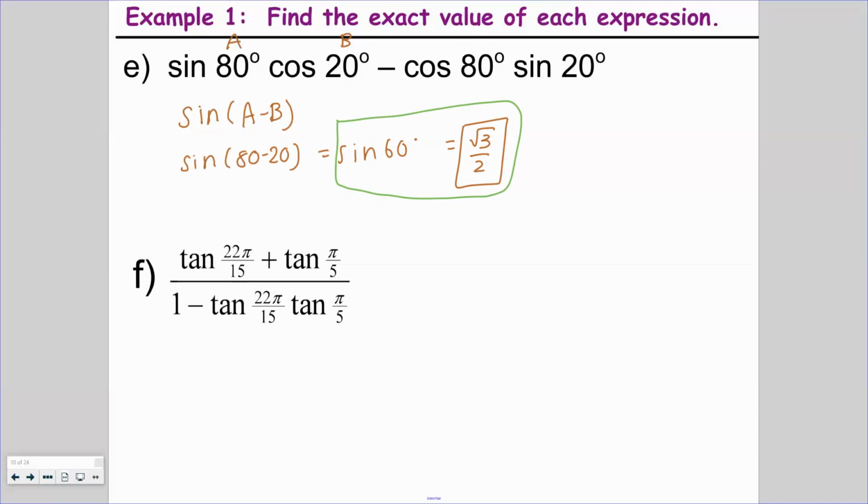F is a little more obvious, maybe. Tan, 1, tan, 1, tan. This is going to be the expansion of the tangent of some angle A plus B. I know it's plus because there's a positive sign in the numerator. Okay, A in this case is 22 pi over 15, and B is pi over 5. Leave some room here.